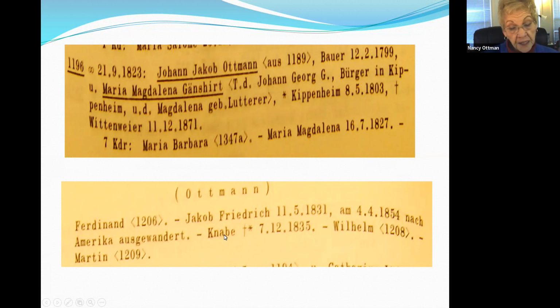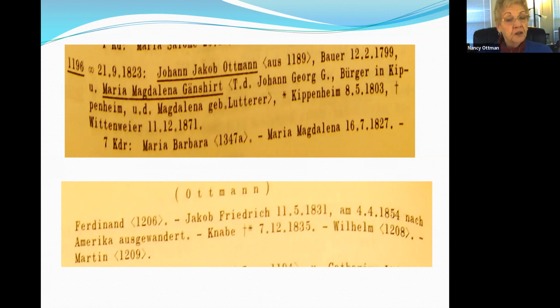Following him there was a stillborn baby on December the 7th, 1835, followed by a brother Wilhelm and a brother Martin. I have information on Wilhelm and Martin. They did both immigrate to America as well. So this can provide you with a great deal of information if you're fortunate enough to have that.